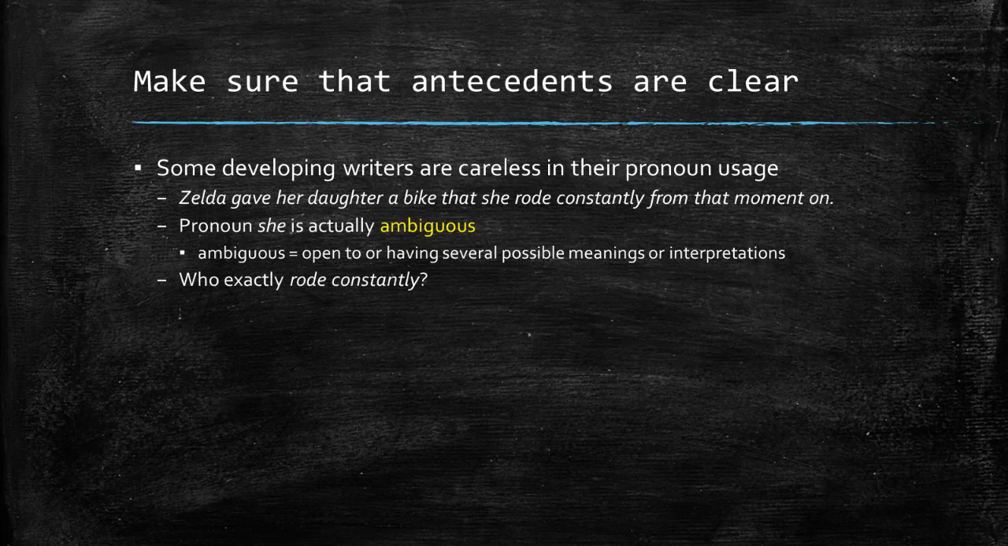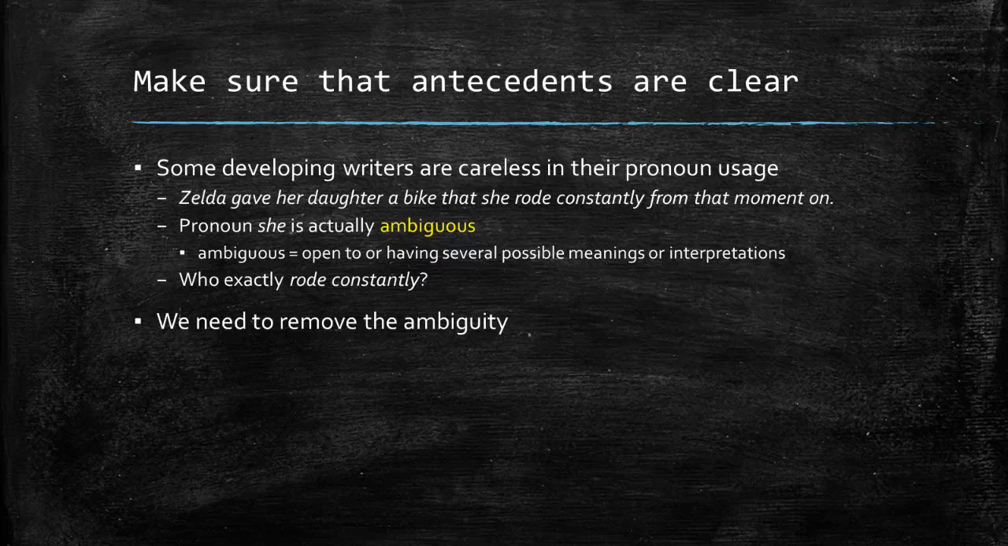Who is she referring to? Zelda or her daughter? Those of you who immediately assume it's daughter are probably just making an inference, which is fine, except when we are using correct grammar, we have to read a sentence literally. And literally, it could be either Zelda or her daughter. Maybe Zelda's just that kind of awful parent that buys her daughter a bike and then rides it herself. So we need to remove the ambiguity in this sentence.